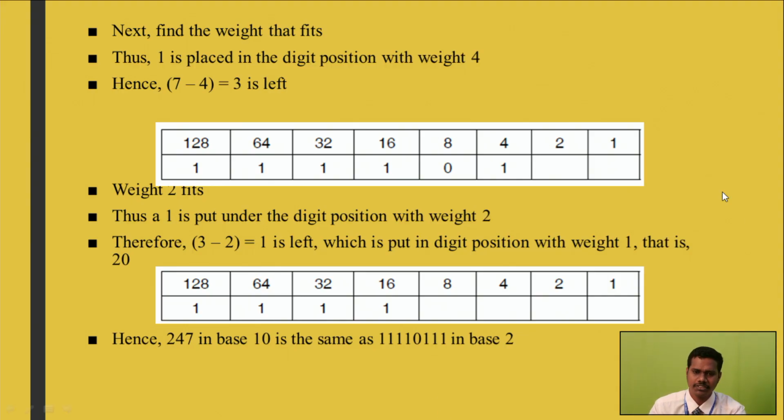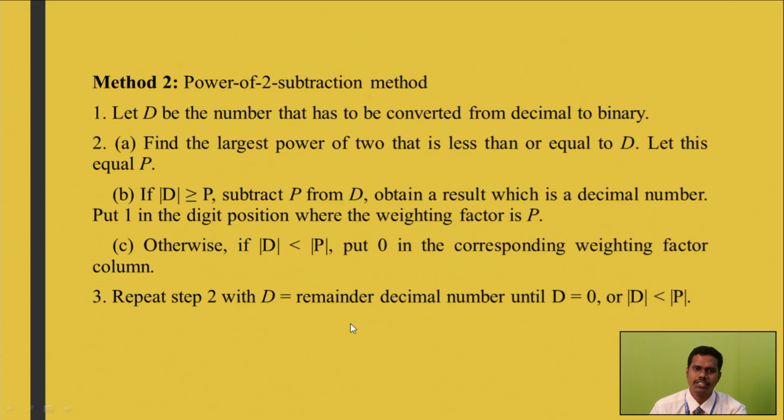Here the final result, the given decimal number 247 converted into a binary number, means the binary result is 4 ones followed by a 0, and then 3 ones followed by that 0. So this is the conversion of 247 from decimal to the binary number system in method 2. Method 2 is known as the power of 2 subtraction method.